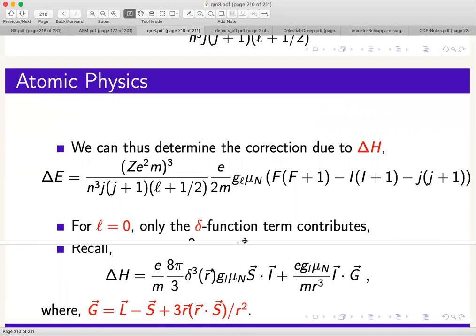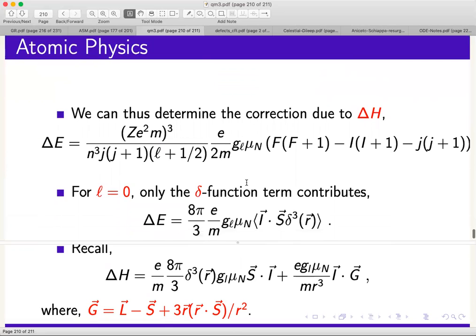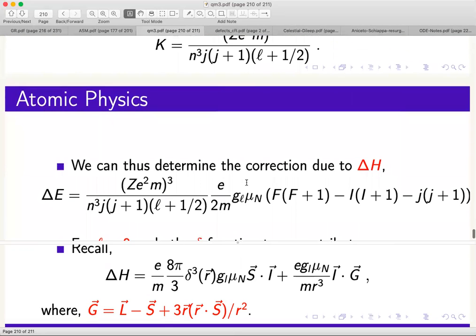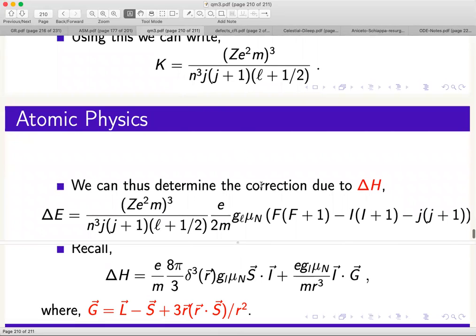What we are going to do is write down the energy correction in terms of the parameters that we get. Right now we are just looking at the second piece, and we had figured out that it was written as F into (F plus 1) minus I into (I plus 1) minus J into (J plus 1) times some coefficient K, and that we have determined here. So we substitute this coefficient K here. The original Hamiltonian had the e upon m g_L mu_N factor sitting around, so all those factors are written. There is a factor of half because I dot J is written as half of all these quantities, so that's why this factor of 2, and everything else follows from here.